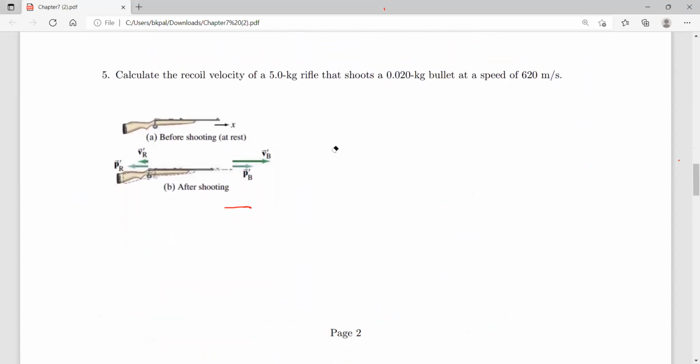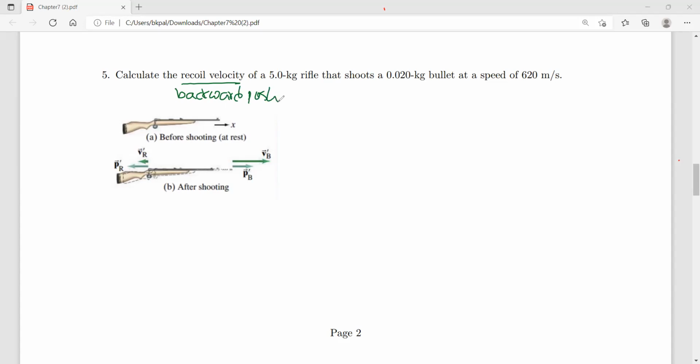So we have this as our next problem. It asks us to calculate the recoil velocity of a 5 kilogram rifle that shoots a 0.020 kilogram bullet at a speed of 620 meter per second. Recoil velocity here means the backward push. So this is the backward push.